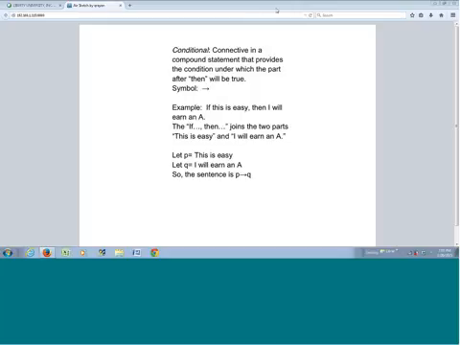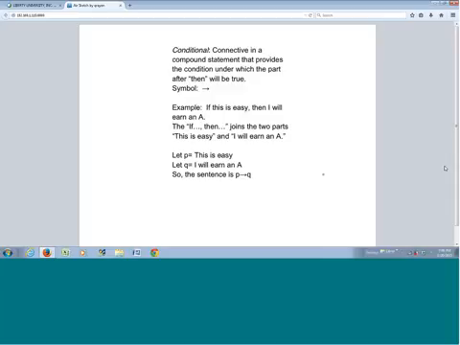because there is a condition to start with, and then there's the part after the condition. Okay? And the symbol we use for that is an arrow. An example would be, if this is easy, then I will earn an A.